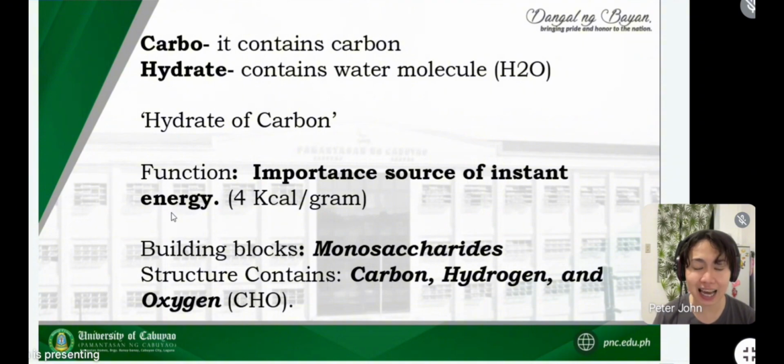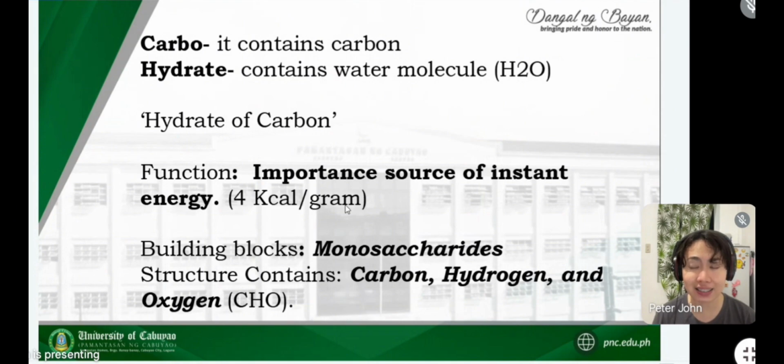Tatandaan yan ha. Pag carbohydrates, yung pinaka-main na function niya, provide instant or a short-term form of energy with the unit of 4 kilocalories per gram. So, kung baga, ito yung dahilan, that's why we need to eat rice every day. Kasi nga, we need to get an instant source of energy. So, pag nagugutom tayo, we need to get something na rich in carbohydrates.